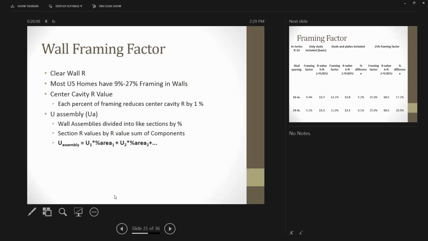So that last slide that we just looked at, it was easy to get a clear wall R value. We were just making the assumption that these are the things that we have in the wall. With the cavity framing, there's a significant amount of lumber in the walls. Anywhere from 9 to 27% of the wall is wood. And so we know at that point that we're not going to have the same resistance.